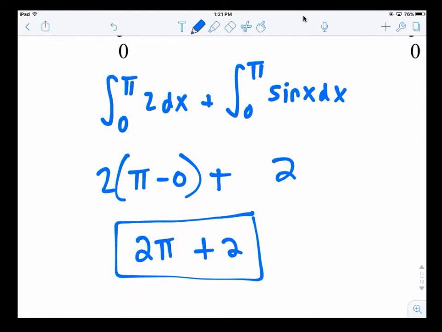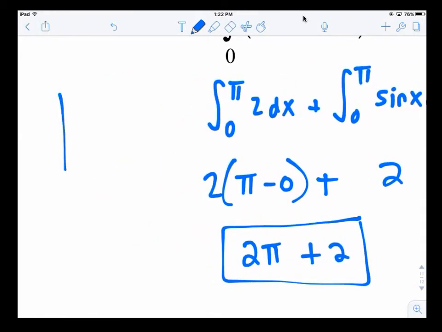Yeah, this here goes with that. Right, it's like you have a horizontal line there at 2, and you're looking at it from 0 to pi. So your base would be pi, and your height would be 2. So 2 pi.